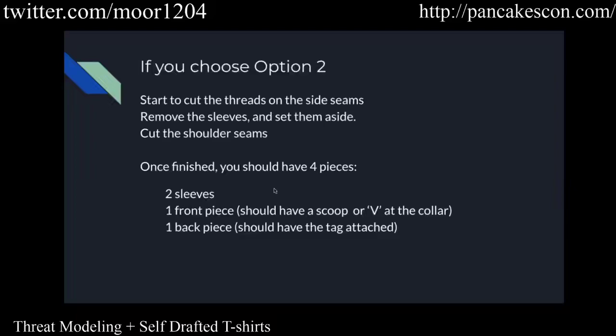Okay, so you'll remove those seams, starting with the side seams and then the sleeves, and then put the 2 sleeves aside when you're done. And then you're going to cut the shoulder seams, which is going to be from the collar to where the sleeves were located. And then when you're done, you should have 4 pieces. So you have the 2 sleeves, the 1 front piece with the scoop in the front, and then the back piece, which should have a tag attached.